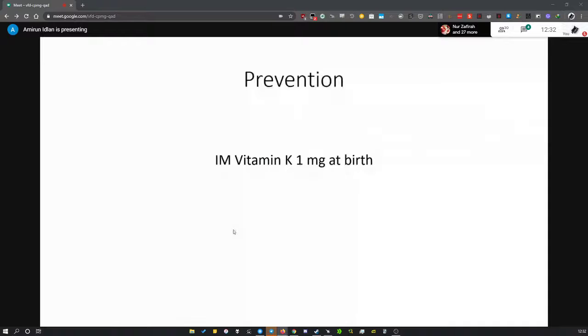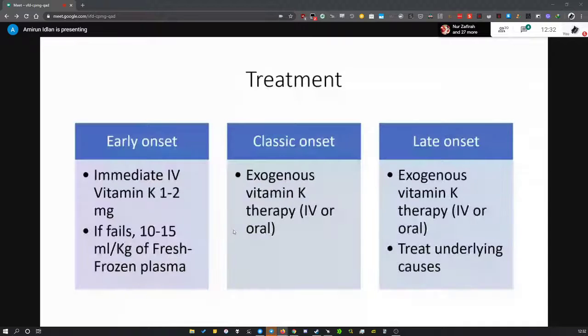Amirun, I will stop you. Here, whatever type, early onset, classic onset or late onset, if they ask you in the exam, if you see a baby bleeding, what will you give? The answer is fresh frozen plasma. The reason is that vitamin K will take some time to work. So once the bleeding is there, we have to give fresh frozen plasma in either type.